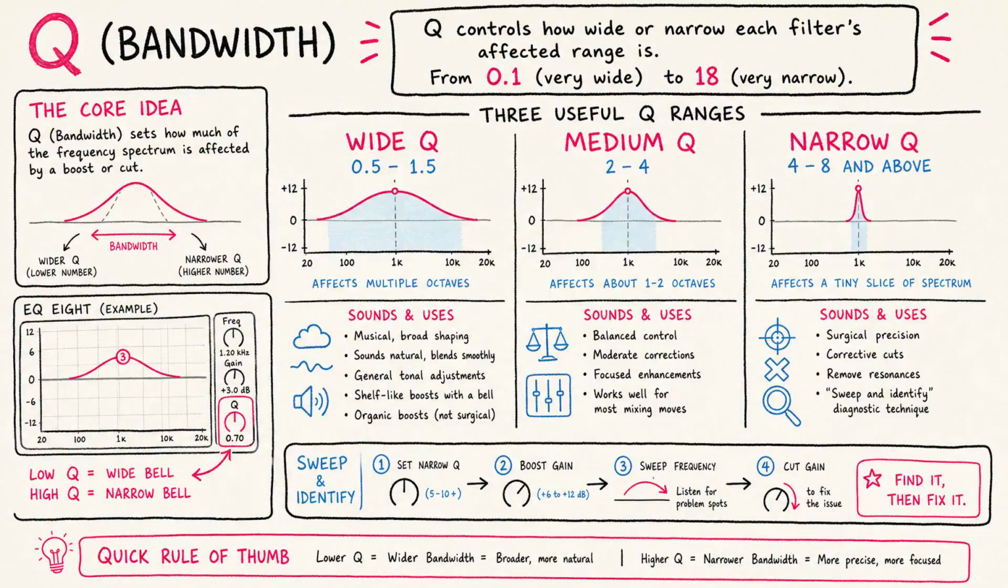Very narrow Q from 8 to 18 is notch-style cuts for removing extremely specific problems like electrical hum, 50-60 Hz and harmonics, single note resonances, or ringing frequencies. At these settings, the filter affects such a narrow range that boosts sound unnatural. Narrow boosts create resonant ringing because you're emphasizing a tiny frequency band that the ear perceives as artificial and phasey.